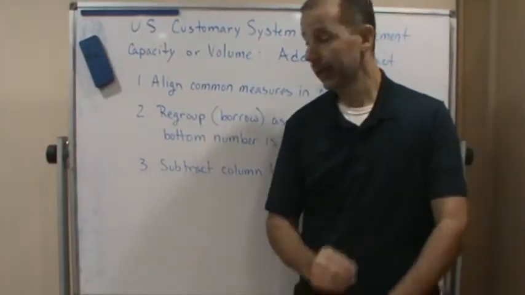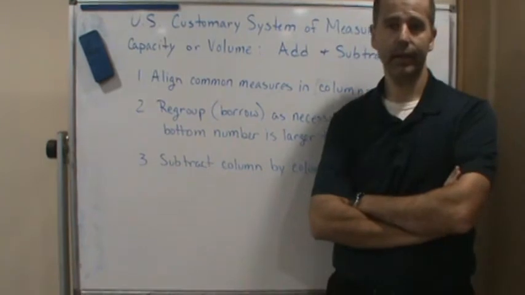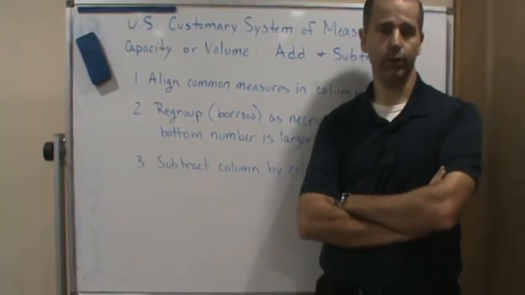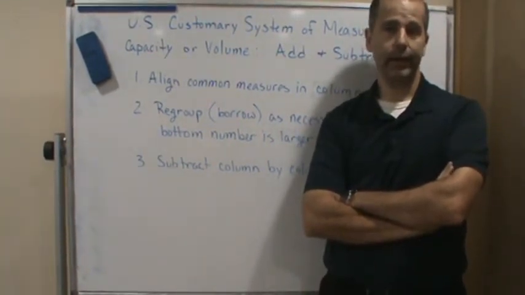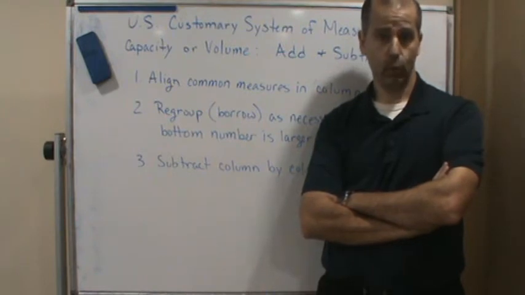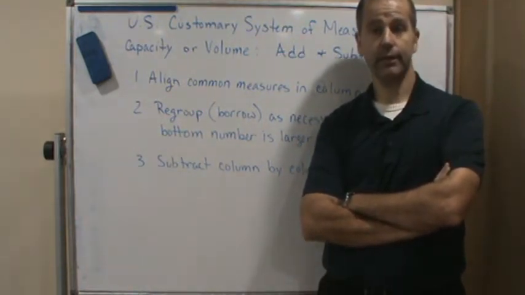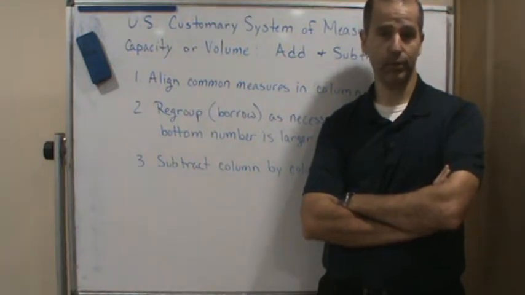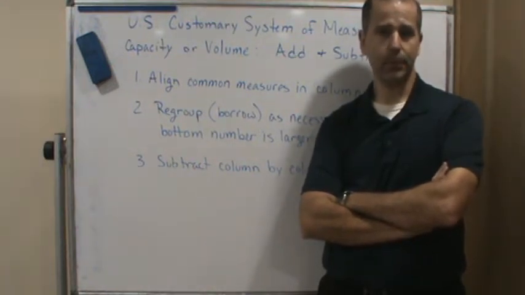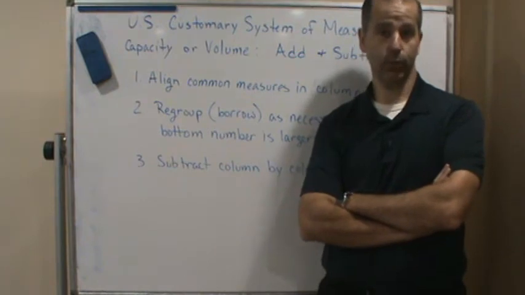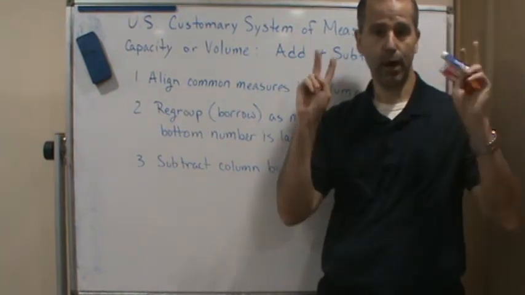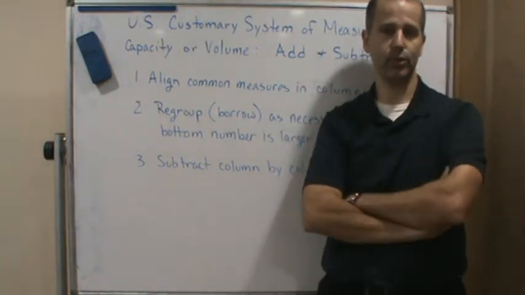Okay guys, so here are the steps. If you end up with something where you're subtracting a mixed measure where the bottom number is larger than the top number, so you're not going to be able to subtract, right? So this is a typical borrowing situation, right? So I'm using the borrowing the same way that we used it before.